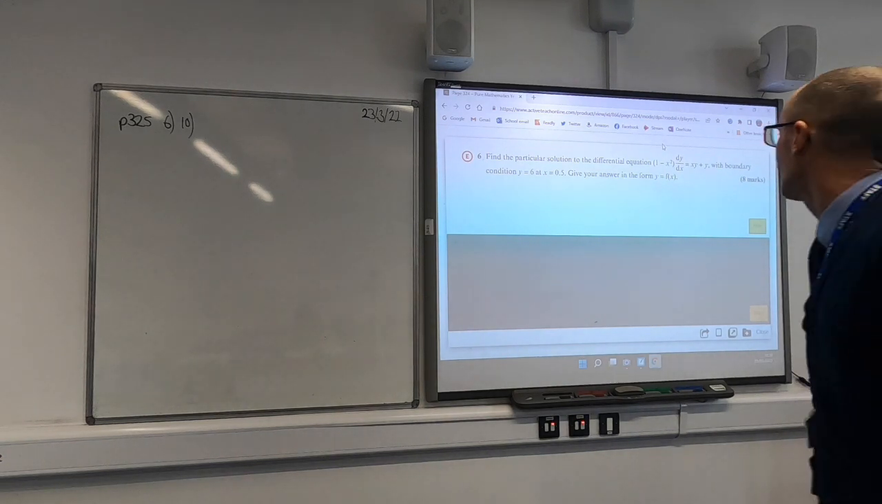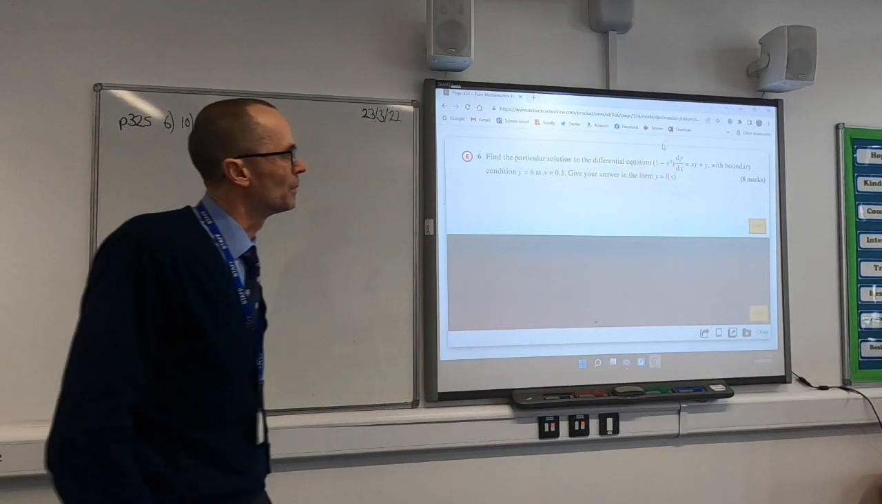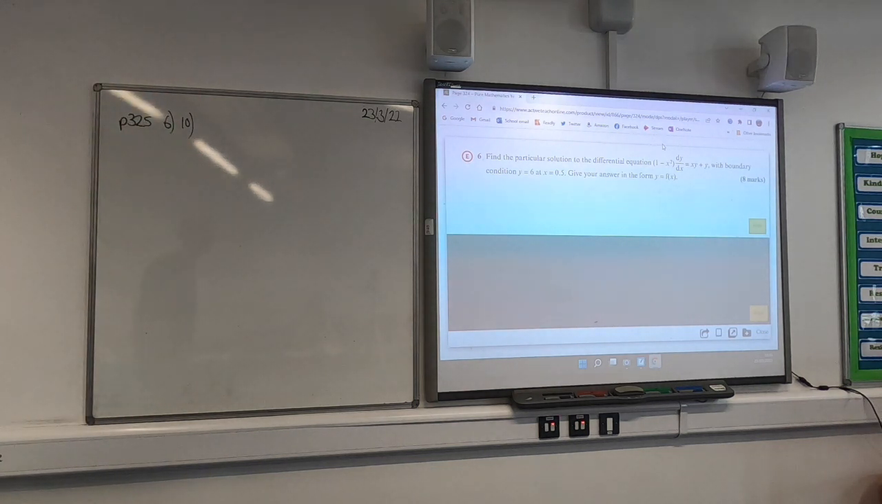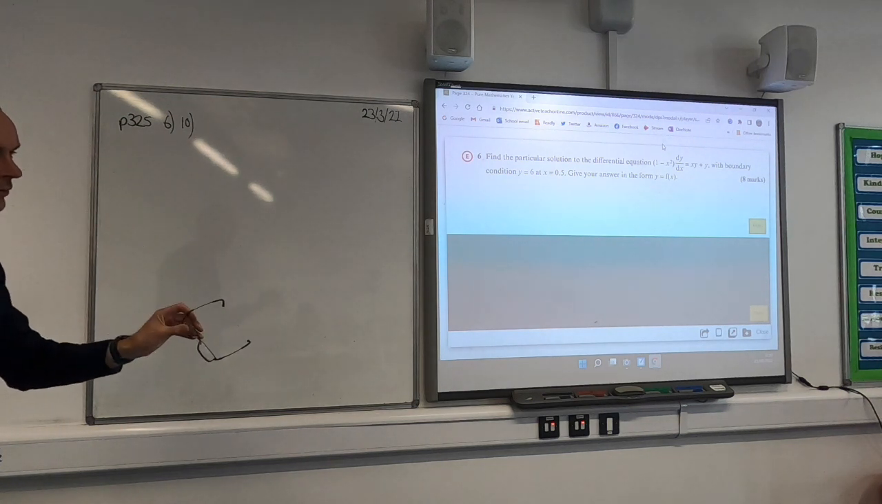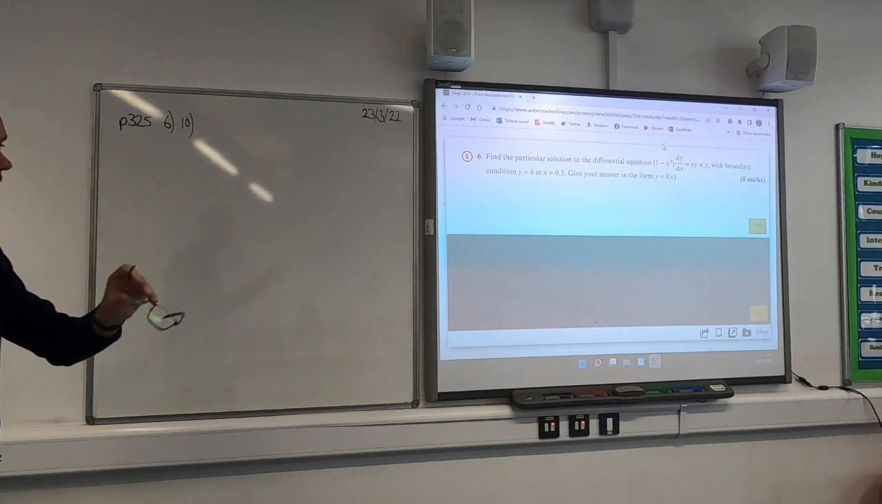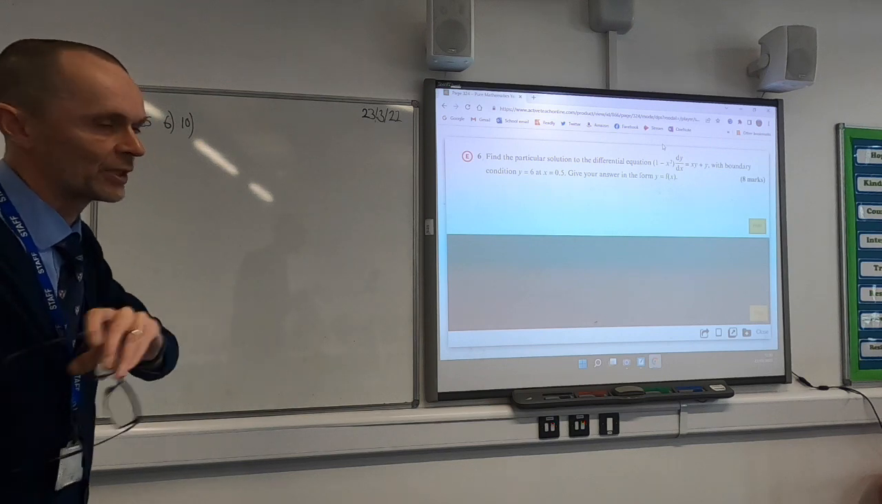So here we have a differential equation problem. We're asked to find the particular solution, so we need to go through the full process. Separate the variables, general solution, which has a constant, boundary condition, y is 6, x is a half, gives us a particular solution.